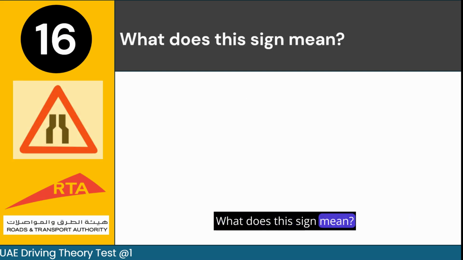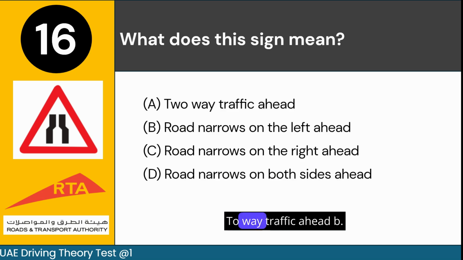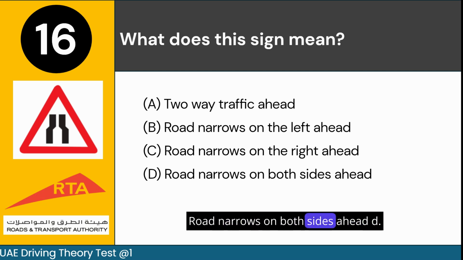What does this sign mean? A. Two-way traffic ahead. B. Road narrows on the left ahead. C. Road narrows on the right ahead. D. Road narrows on both sides ahead. Answer: D. The road narrows sign warns that the road ahead will become narrower, requiring drivers to reduce speed and proceed cautiously.